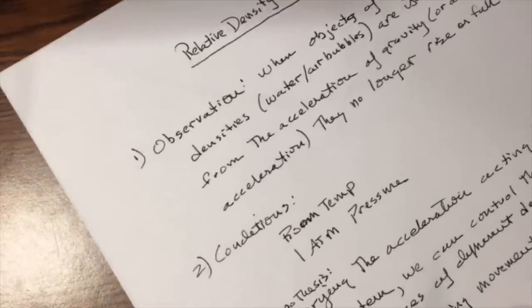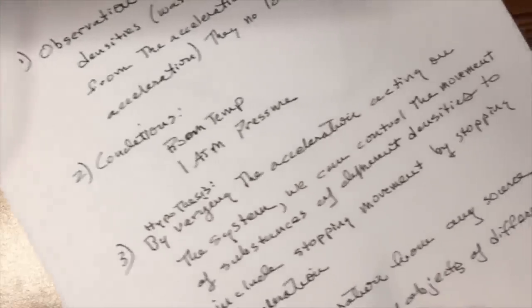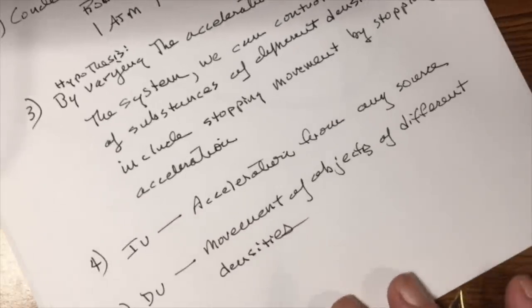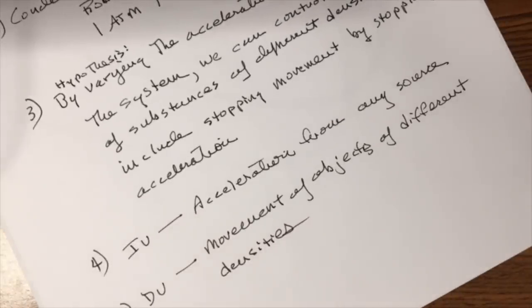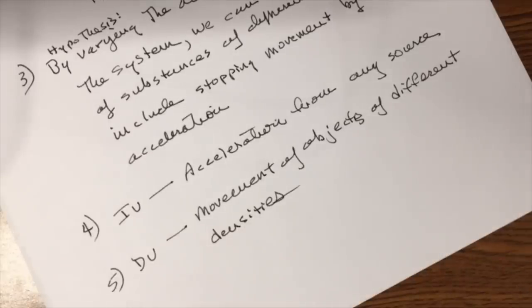Now, the conditions of our experiment are going to be, once again, room temperature and 1 atmosphere of pressure. And our hypothesis is going to be that by varying the acceleration acting on the system, we can control the movements of substances of different densities, to include stopping movement by stopping acceleration. Our independent variable, of course, is going to be acceleration from any source, and our dependent variable is the movement of objects of different densities.